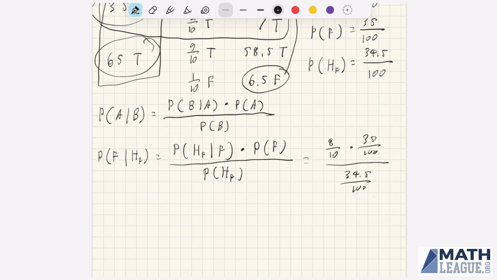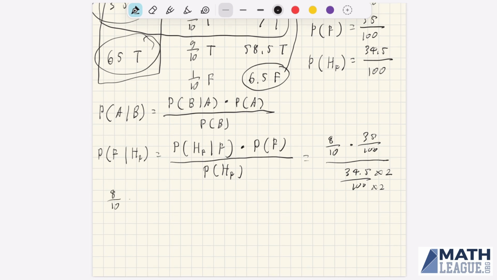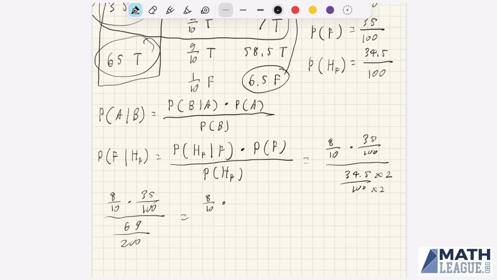Now I'm just going to simplify this and multiply 2 to both the numerator and the denominator in the bottom fraction to get rid of that decimal place. So I get 8 over 10 times 35 over 100, divided by 69 over 200. Then I'm just going to simplify this top part a little bit here. Turn 35 over 100 into 7 over 20. And then divide by 69 over 200. And we get 56 over 200 divided by 69 over 200. And then we can see that these nicely cancel out. So we get our final answer of 56 over 69.